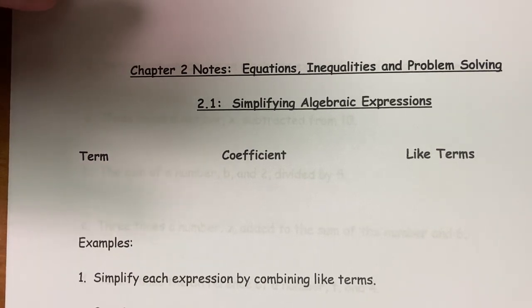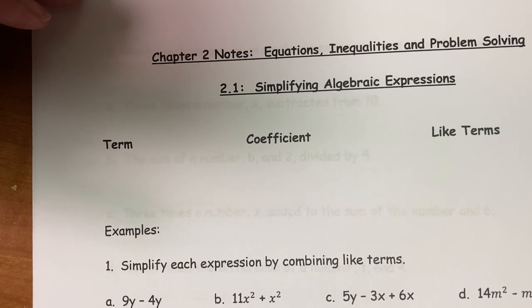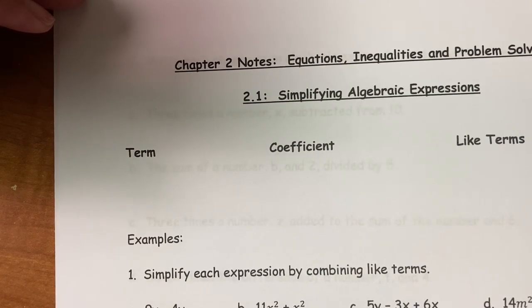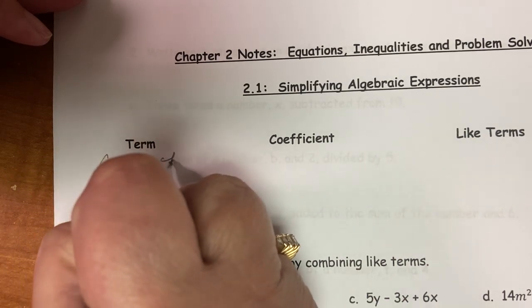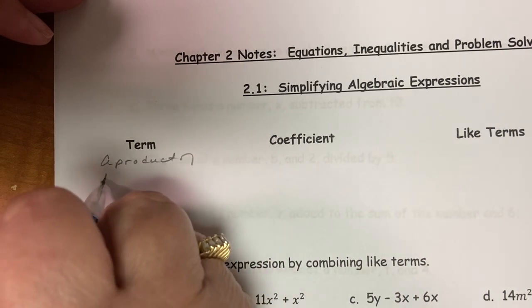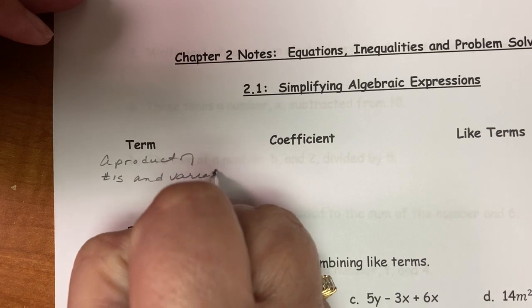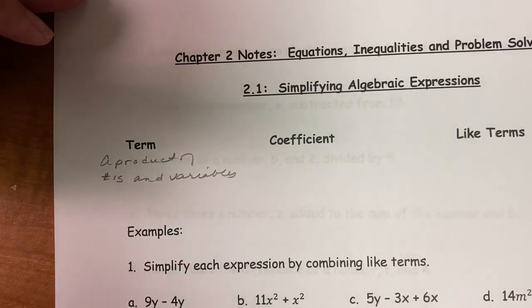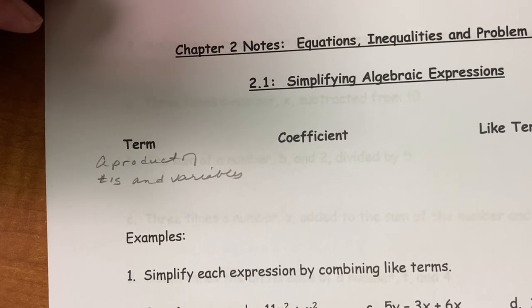All right, so starting off fairly simple, we are going into a little bit of algebra. So we're going to be talking about some algebraic expressions and some operations that we can do with them. So first of all, a couple of definitions. So what is a term? A term is a product of numbers and variables. Product meaning multiply.